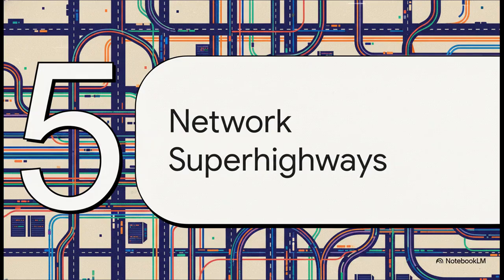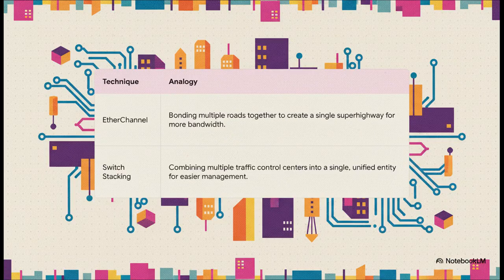Okay, we've prevented gridlock. That's huge. Now, how do we crank things up a notch? How do we increase the capacity of our busiest roads and make our city's infrastructure even more powerful? Well, there are two fantastic ways we do this. First up is EtherChannel. The best way to think of this is bonding several parallel roads together to create one massive superhighway. You're literally combining the speed of multiple physical connections into one logical one. It's a huge bandwidth boost.